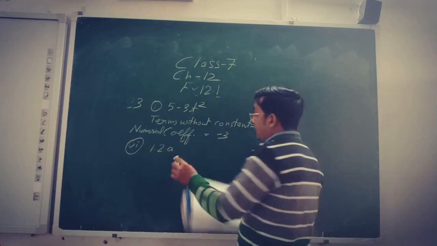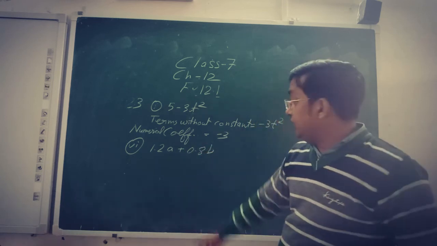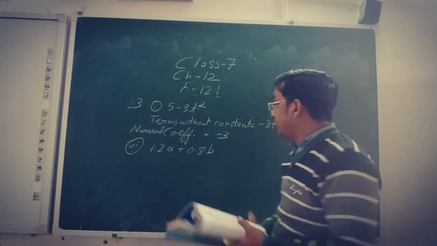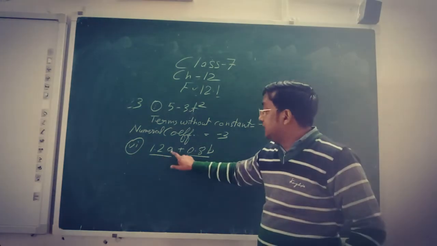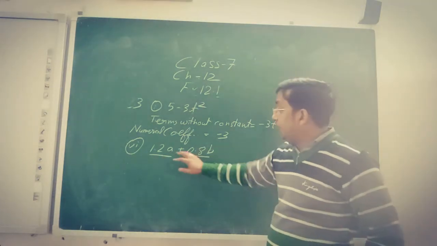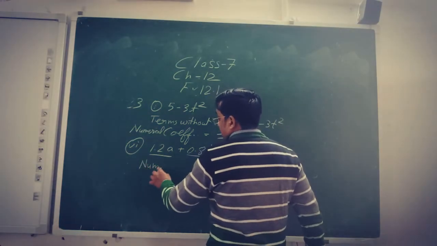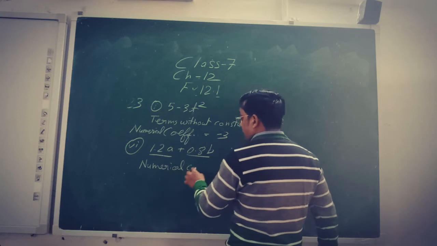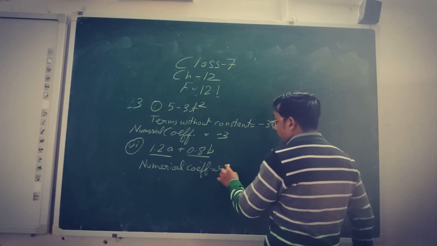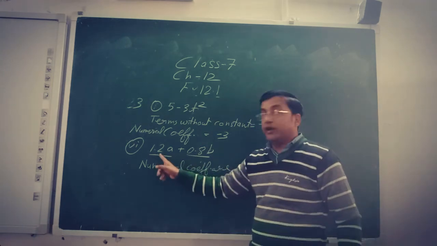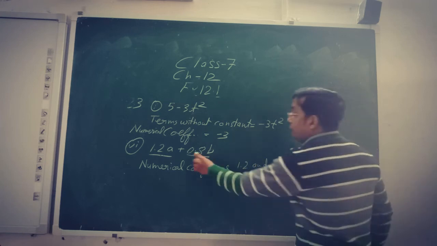1.2a and plus 0.8b. If you see both the terms, there are two terms, one is this and the other is this. In both these terms, there are variables. So we'll take both the terms. Now the numerical coefficients are found. Numerical coefficients are, one is 1.2 and other is 0.8.